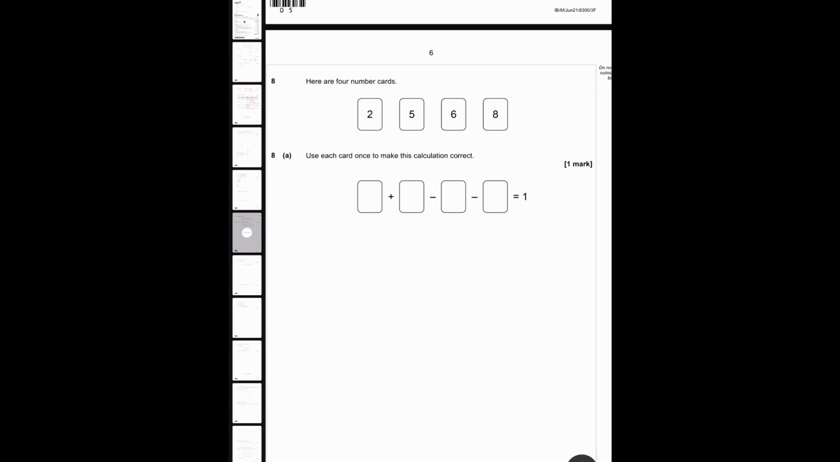These questions can be a little bit of trial and error, so let's see what we can do here. If we add 5 and 6 together, we get 11, and if we take away 8, that gives us 3, and then if we take away 2, that gives us 1, so our answer is 5, 6, 8, and 2.